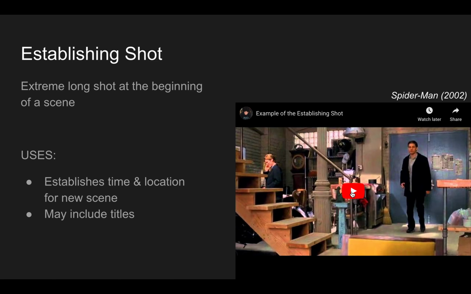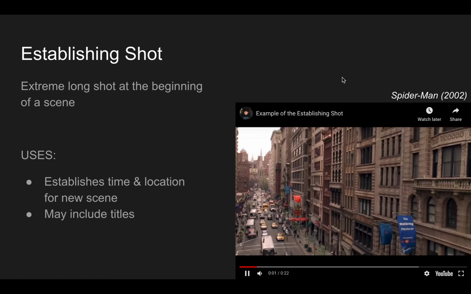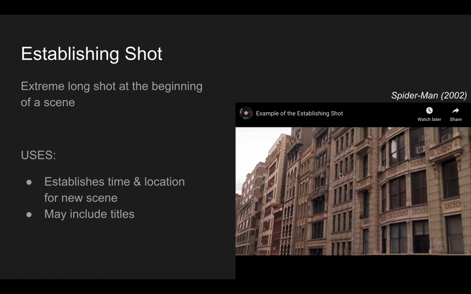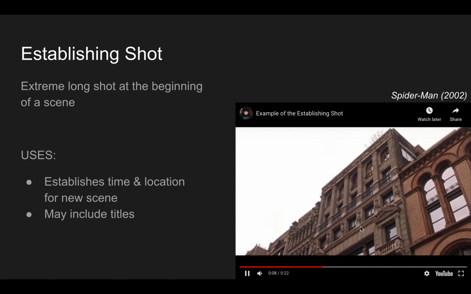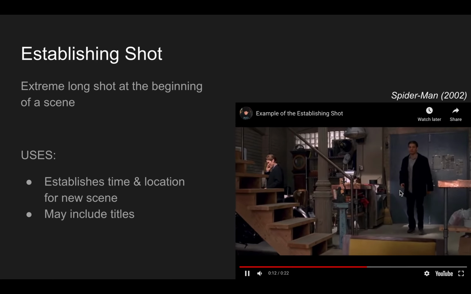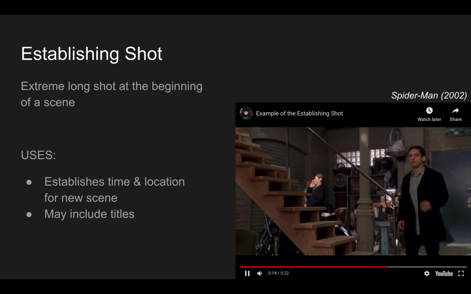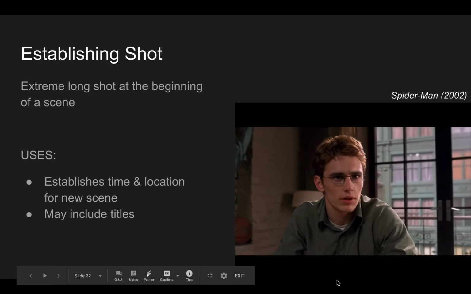So here's a quick example of this. This is from the movie Spider-Man, the original movie Spider-Man from 2002. Here it is. Here's the establishing shot. We're looking outside the building and panning upwards to the apartment, and there is Peter Parker entering the apartment. So we know where he is because we saw an establishing shot from the outside.